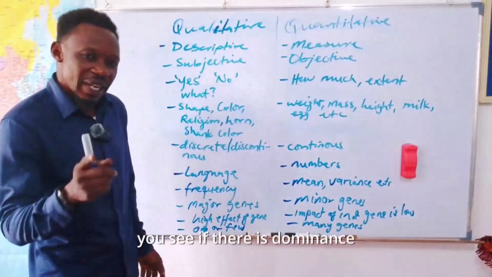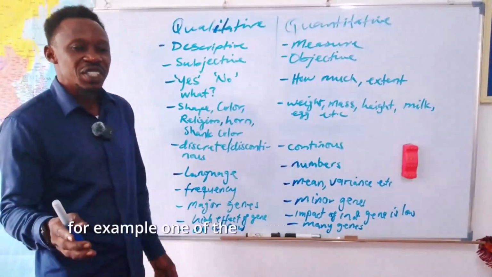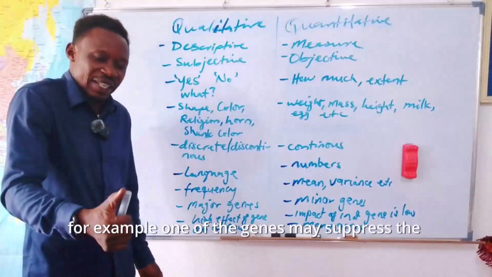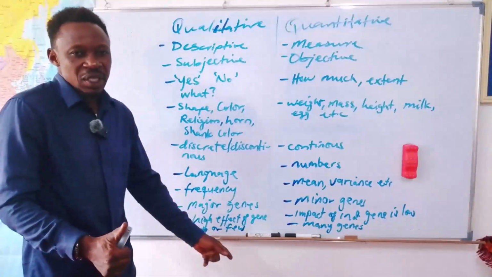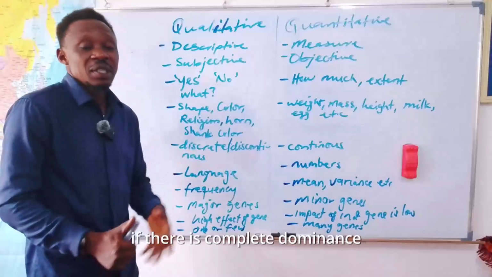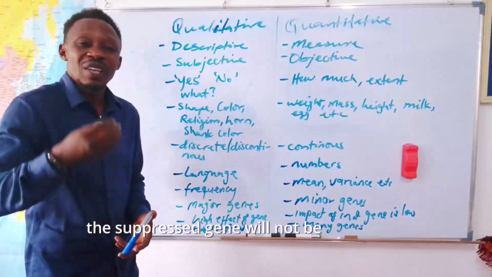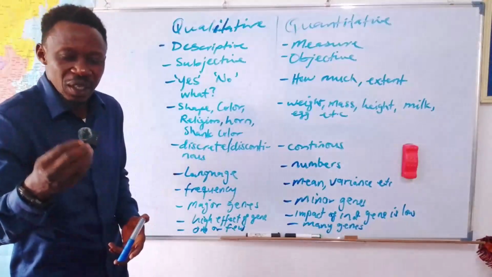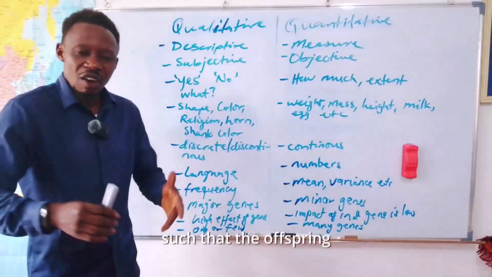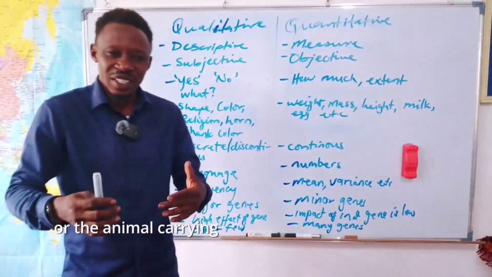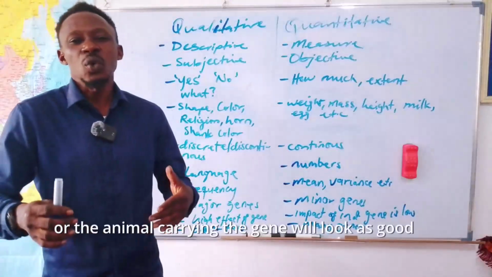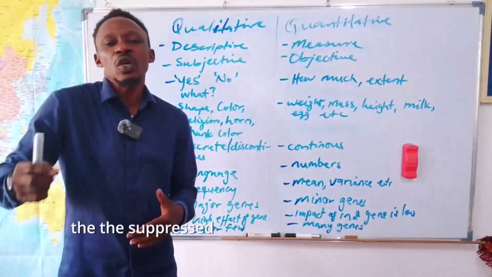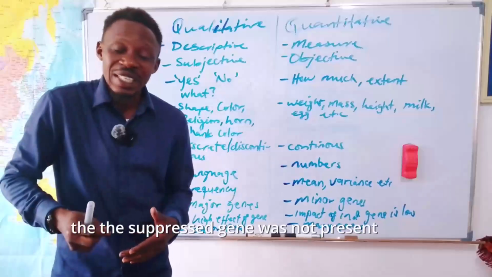So if one says tall and the other one is coding for shortness, you see, if there is dominance, for example, one of the genes may suppress the expression of the other. If there is complete dominance, the suppressed gene will not be expressed phenotypically, such that the offspring or the animal carrying the gene will look as good as though the suppressed gene was not present in its genotype.